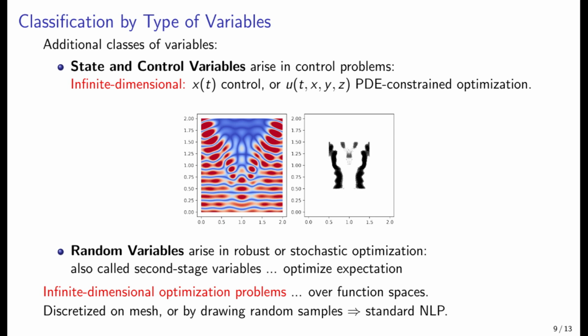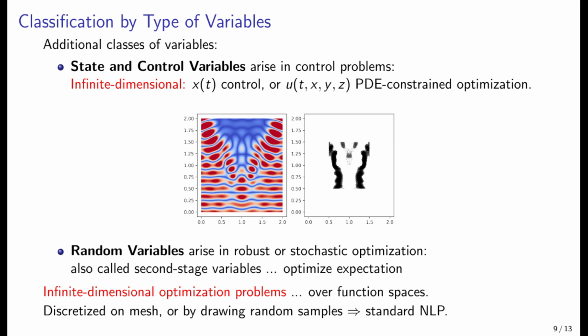There are other classes of variables that are really much harder, and we're not going to look at in this course. And so here's one example where we look at state or control variables. And so those are infinite dimensional variables. X of t is a variable x that now depends on time. So there's a time horizon, and you're applying a control over that time horizon. Or u could be a variable that now depends on t for time, and x, y, z are here spatial coordinates. So this is a 4-dimensional field, u.